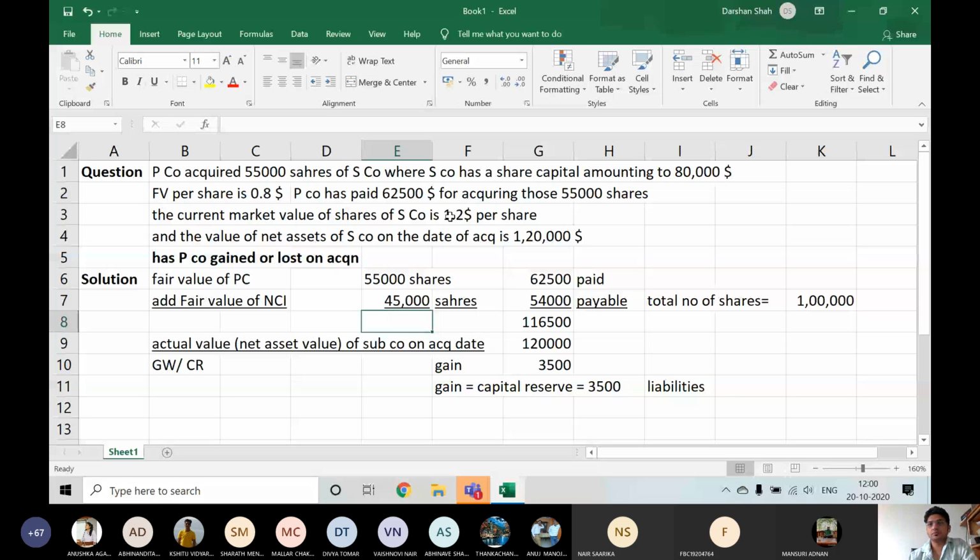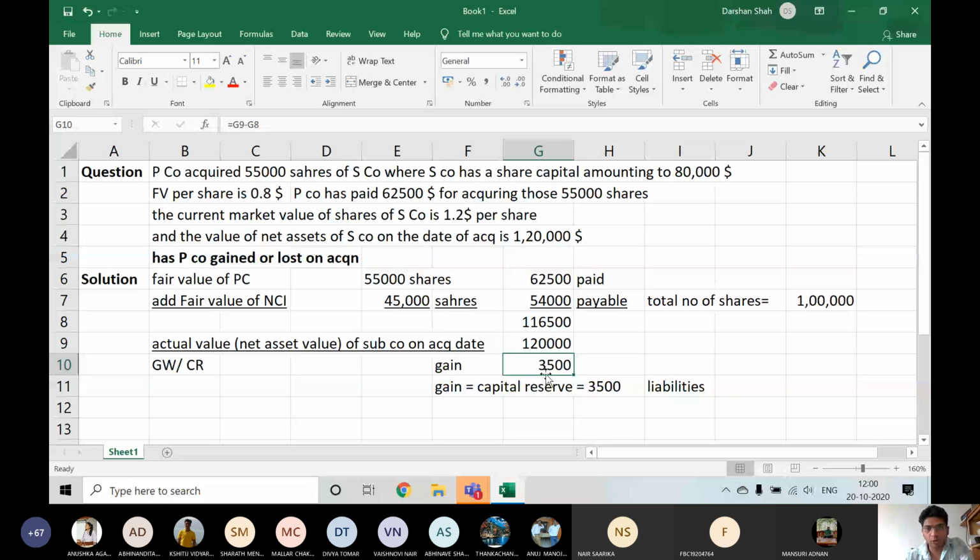Is this clear now? Yes, sir. So now the total amount is what? Total amount is 116,500. So for the company whose value was 1,20,000, we paid only 116,500, which means we have made a gain. So that will be a capital reserve. We will not show goodwill on the asset side. Instead we will show 3,500 as capital reserve. It is a gain on acquisition.